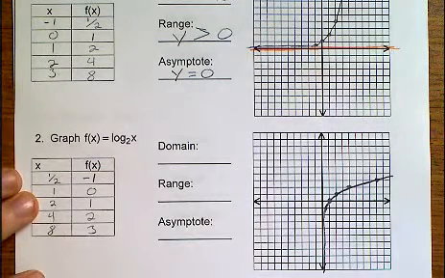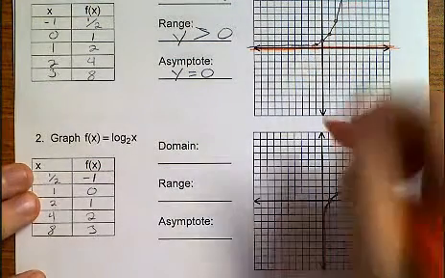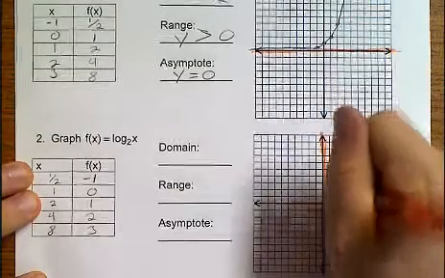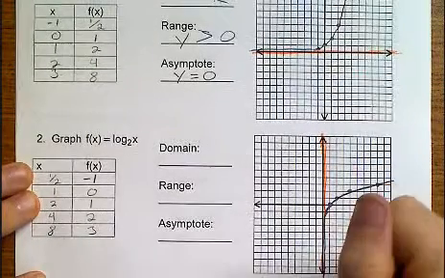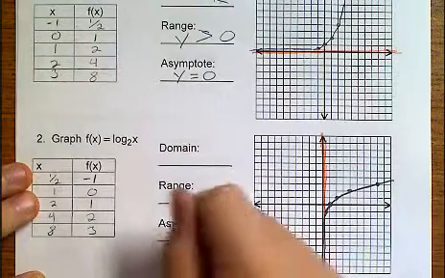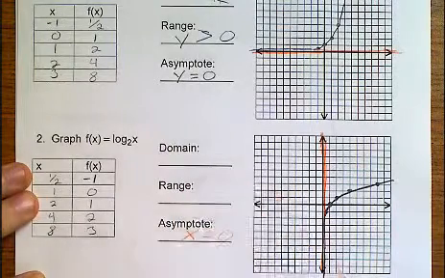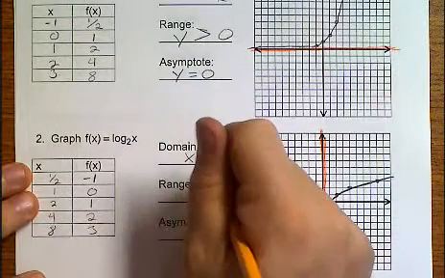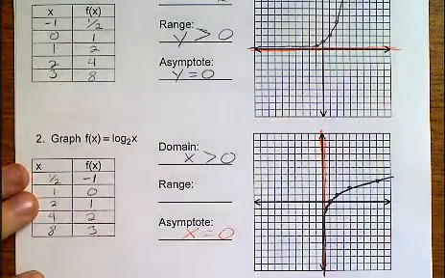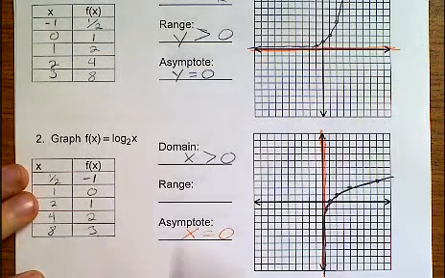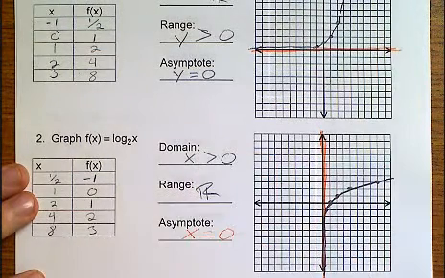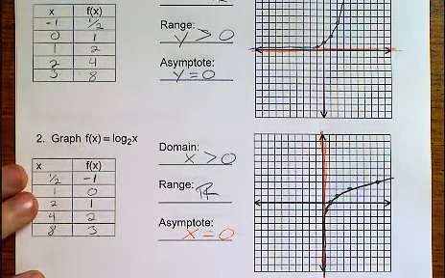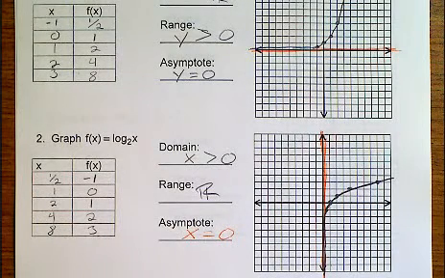Well, we've got our asymptote. Our asymptote here lies along the y-axis. So x equals 0 is our asymptote. So our domain, x must be greater than 0. And our range, we go forever down to forever up, all real numbers. So these are our two parent functions. Let's go ahead and see what happens when we start to transform them.